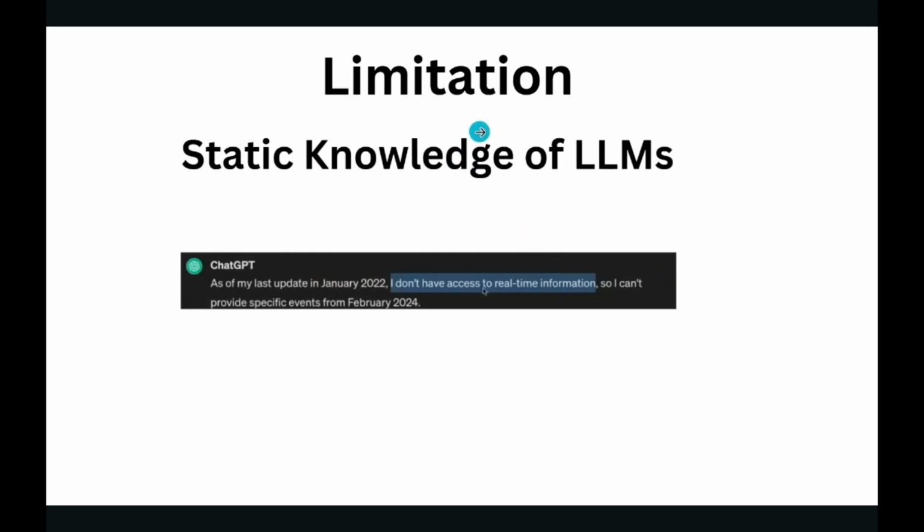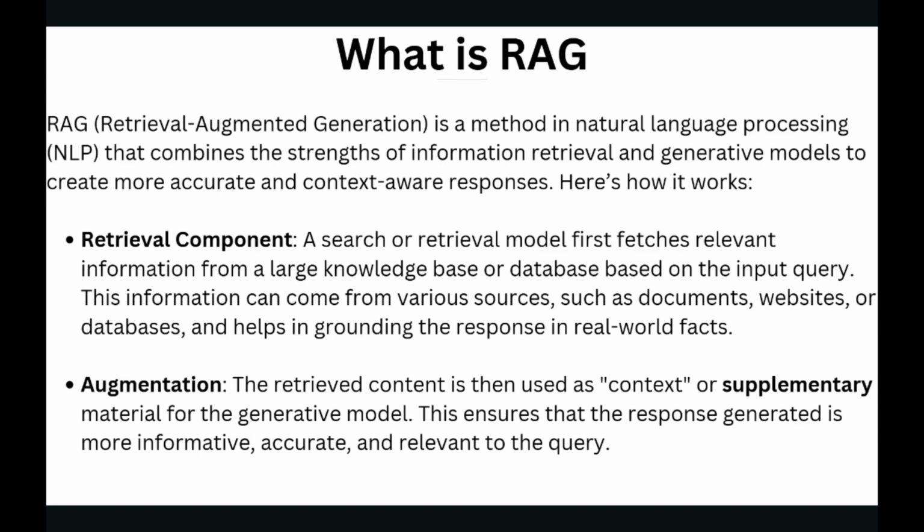Right. So if you have used ChatGPT in the earlier days of ChatGPT, you might have seen the message where it says that as of my last updated information is 2022. So it is not fetching the live data from the internet and it is processing it. So that's where it has got a limitation. So how can we overcome this limitation? That is through a RAG.